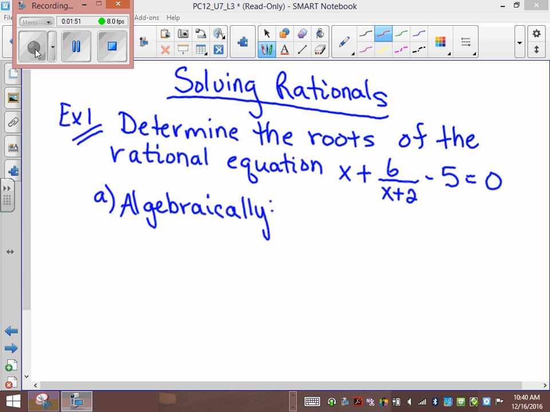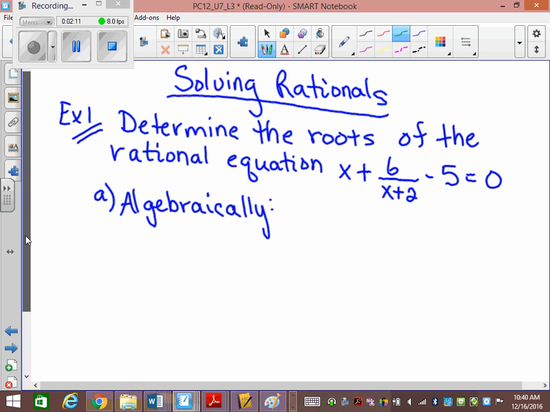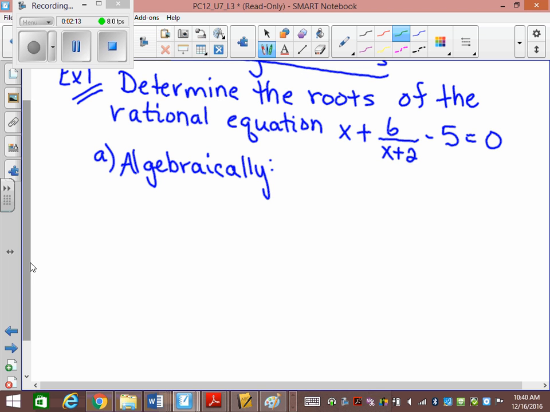When solving rational expressions algebraically, what I always do, personally, is get common denominators. I think a few other teachers do it this way too, so I'm going to try and stick with the way that you've been taught, hopefully. So we have (x plus 6) over (x plus 2), and I'm going to move the 5 over. I like having it not equal 0 personally. It's just easier to deal with solving.